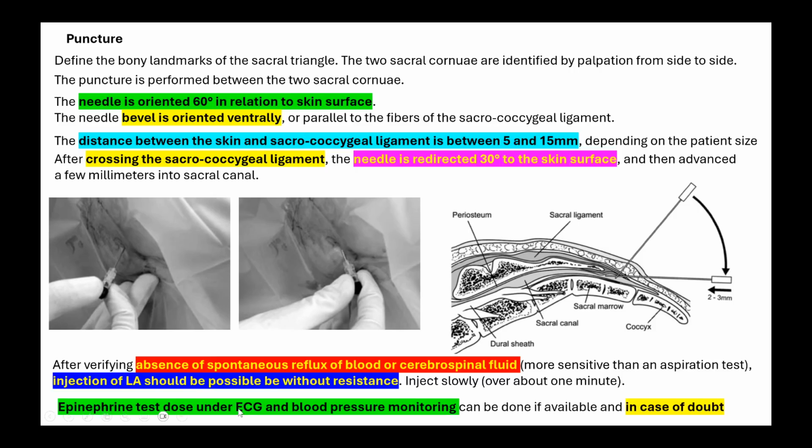An epinephrine test is done under ECG or blood pressure monitoring in cases of doubt. Normally it is not required, but in case you have any suspicion, then you can do this. Now the question the examiner asked: how will you clarify that it is not intravascular or subarachnoid? This is the answer for that.